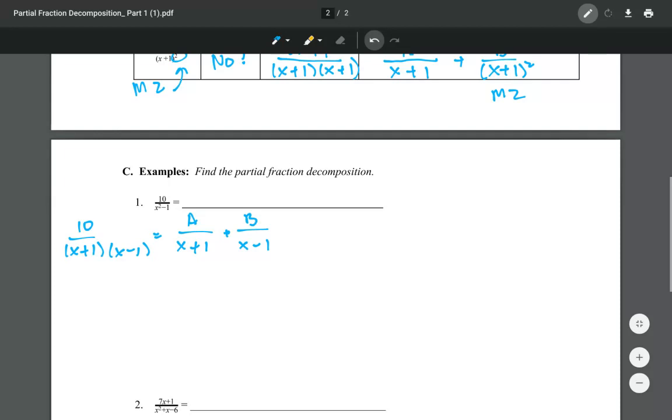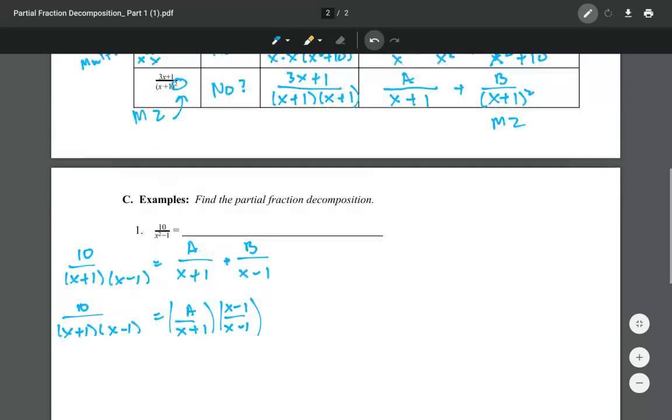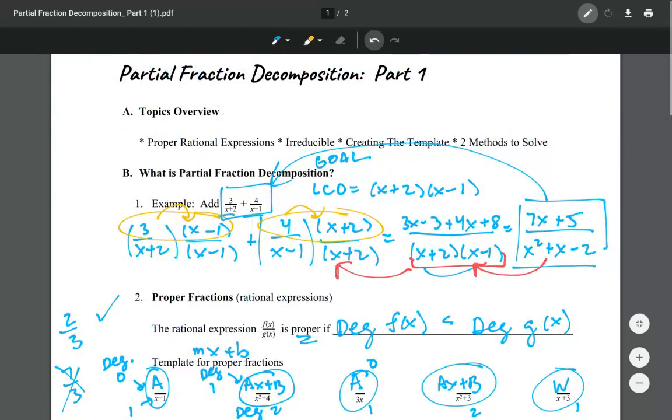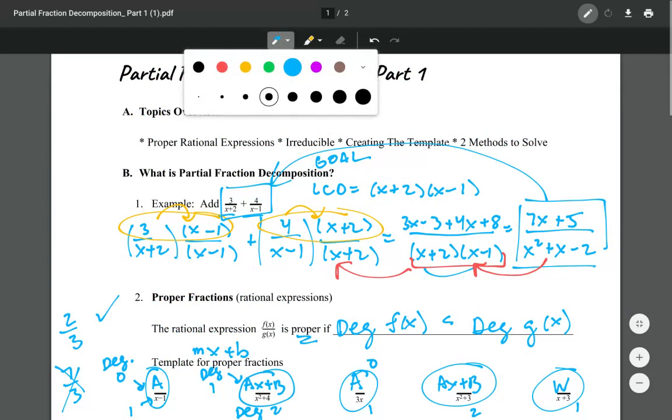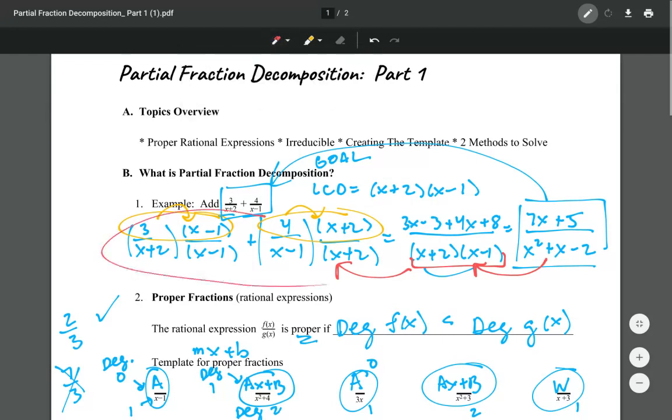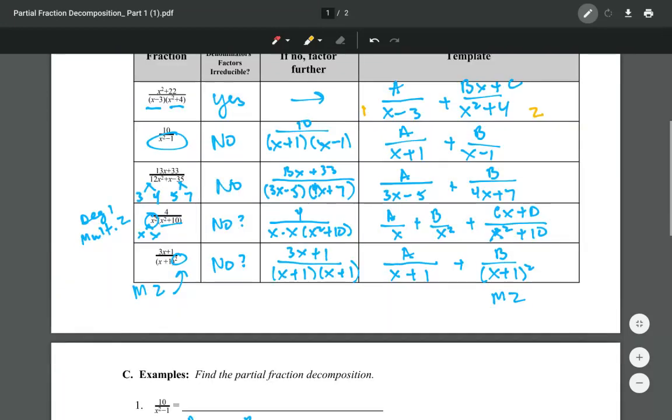Next, I'm going to multiply by missing factors. So I've got 10 over, I'm just leaving the left alone for now. A over x plus 1 is missing the factors of x minus 1, top and bottom to keep it balanced. Remember, this is so much like what we did in the very first example. So in that very first example, I was right here multiplying in missing factors. So you're going to see a lot of similarities from that first example.